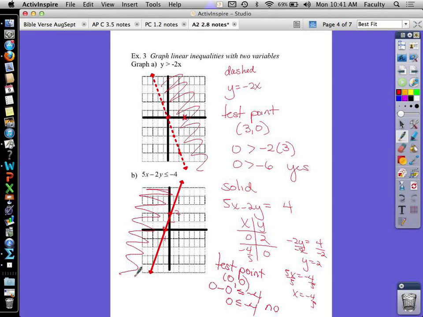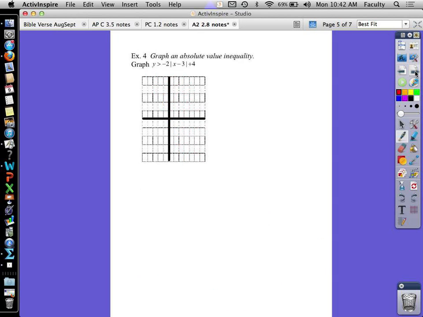All right, so are we getting the hang of this? Okay. So graphing a linear inequality, step 1. Determine whether you have solid or dashed. Step 2. Change the inequality symbol to an equals and graph that equation. Step 3. Pick a test point not on the boundary line. If it's true, shade where the test point is. If it's false, you shade on the opposite side. Okay. Now we're ready to take it to a new level.